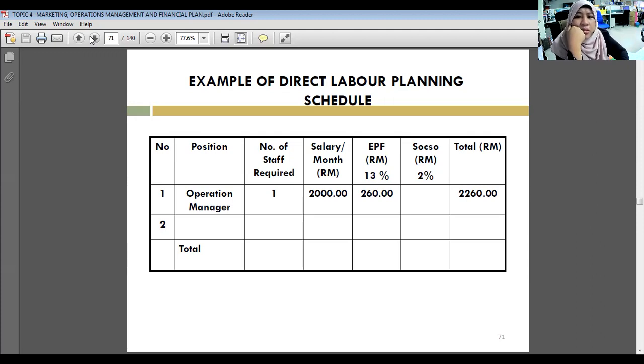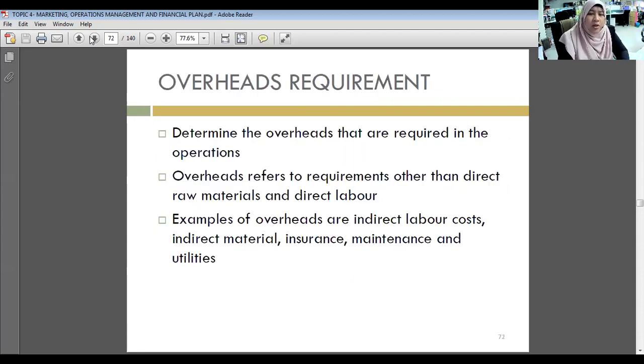Okay, but for this, just to highlight to you all, this is the example of a schedule for direct labor planning in that particular department. So those in the department of operation and production will be directly doing this work, and you can have the calculation on those workers. But if there is none involved, let's say this operation manager should be in the first one, the administrative manager, in the administrative plan.